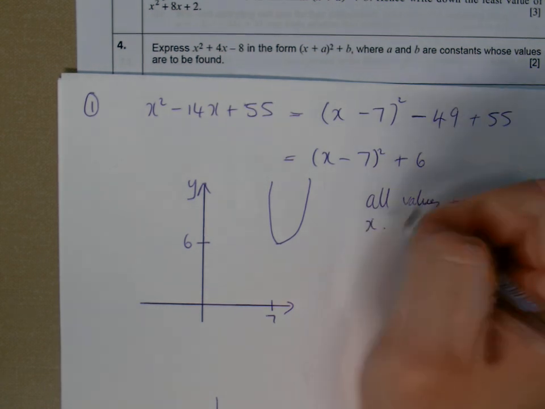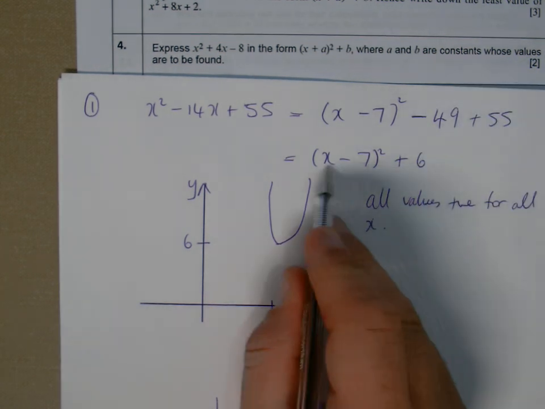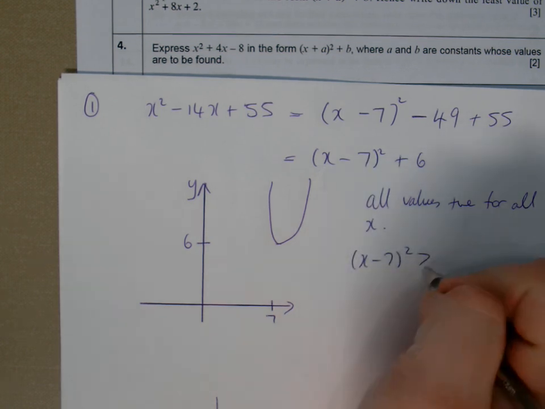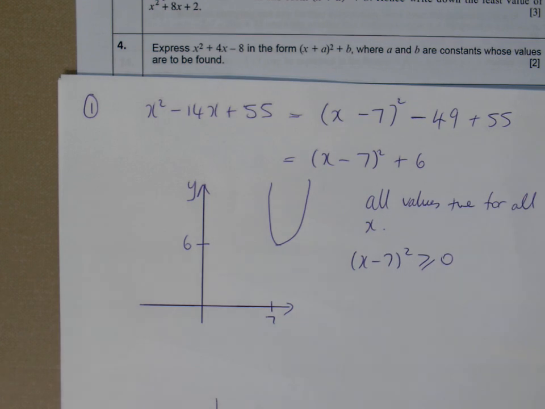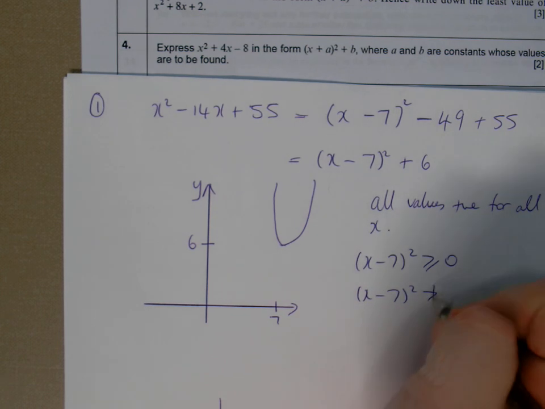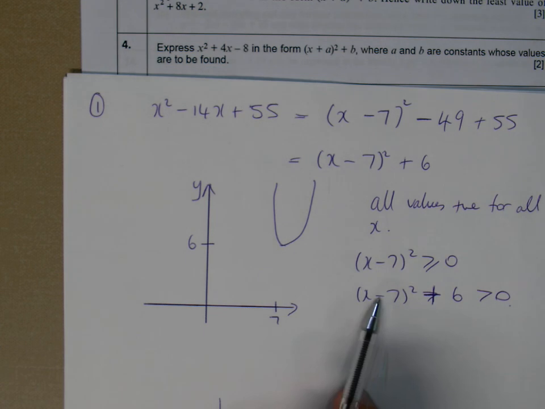The other way of thinking about it is, when you look at that expression there, x minus 7 all squared, it's got to be greater than 0, isn't it? Or could equal 0, but it can't be negative. Because when you square a bracket, it will be positive. And the lowest it could be is 0. But then, of course, when you add 6 to it, it's going to be greater than 0, isn't it? Because if that's greater than or equal to 0 and you add 6 to it, the overall thing is definitely positive, greater than 0.